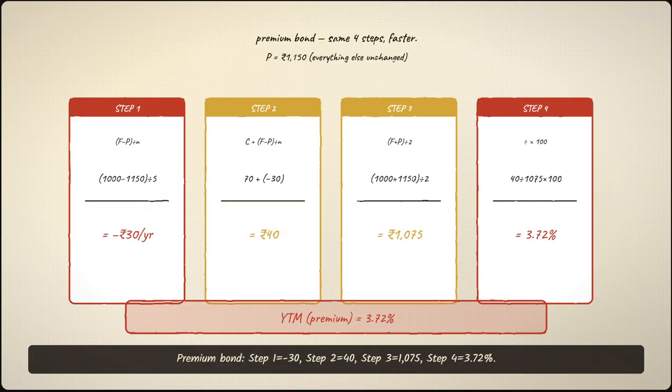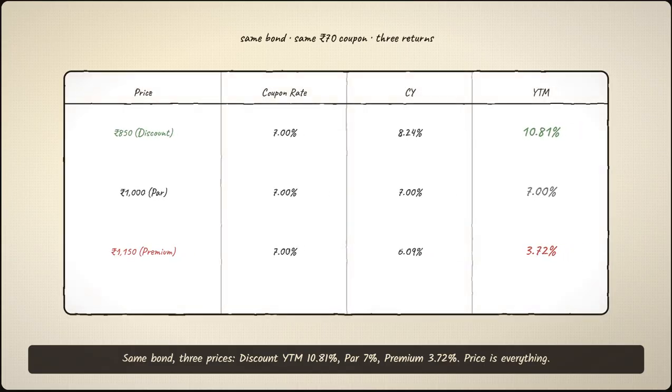Now the same bond bought at a premium, market price at 1150, everything else the same. Step 1 gives negative 30 per year this time. Step 2 gives us 40 per year. Step 3 equals 1075. Step 4 gives us 3.72%. The yield to maturity is approximately 3.72% even though the coupon rate is 7%. And the current yield was 6.09%. This is because you paid a significant premium and you will only receive 1000 back at maturity. That 150 loss drags your real return all the way down to 3.72%.